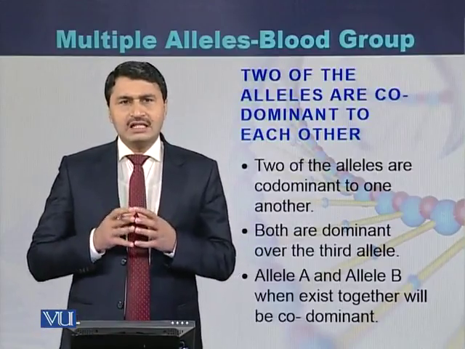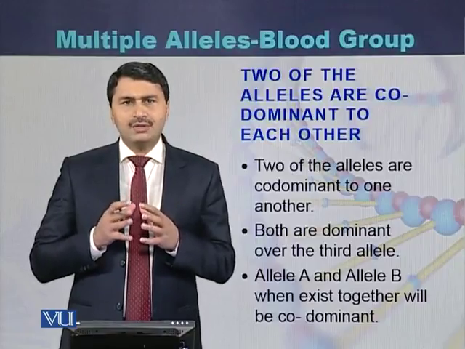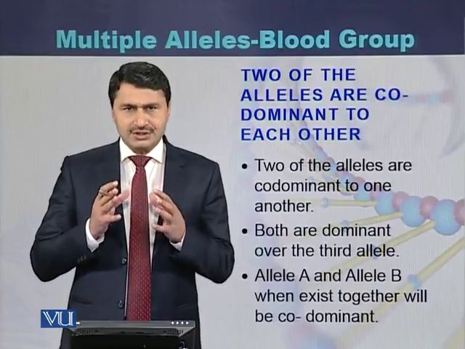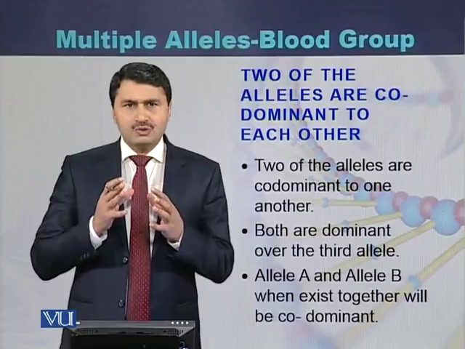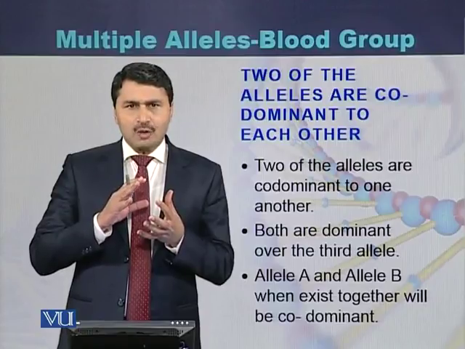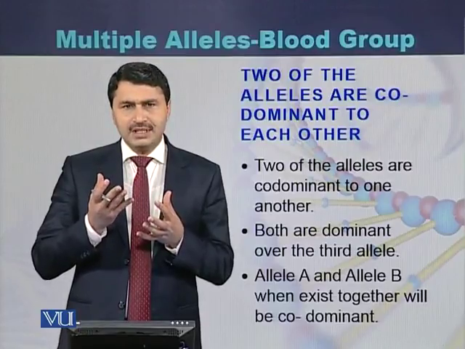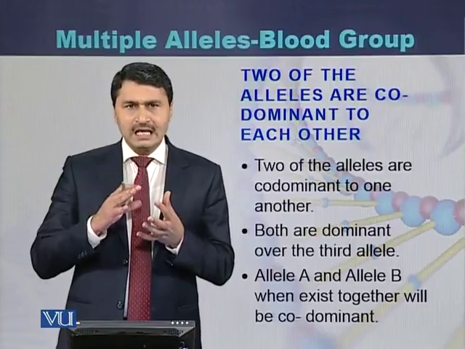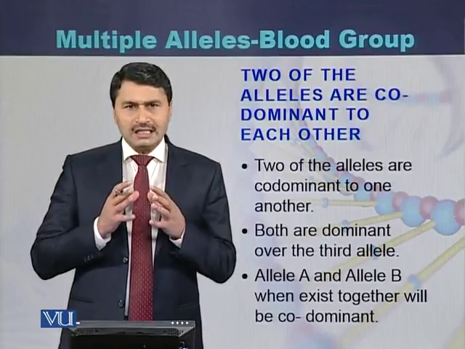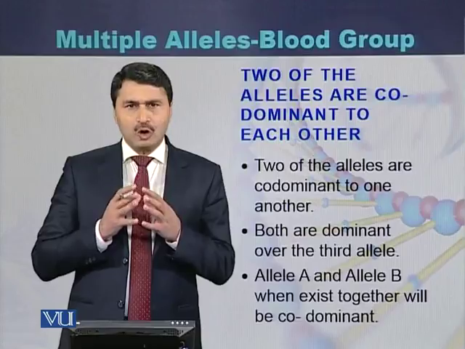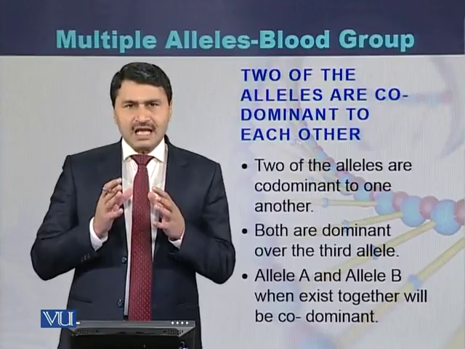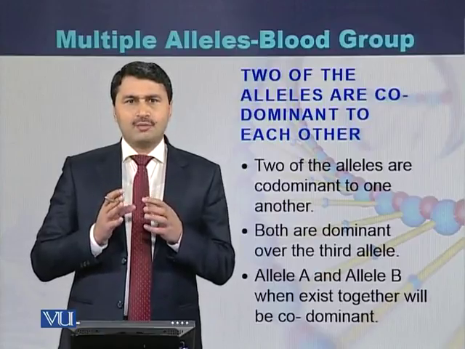Out of the 3 alleles, 2 alleles are codominant to each other. Allele A and allele B, when they exist together, are codominant to each other. They do not dominate over the other. Allele A cannot dominate over allele B, and allele B cannot dominate over allele A. Such a phenomenon is called codominance. While both allele A and allele B are dominant over the third allele.